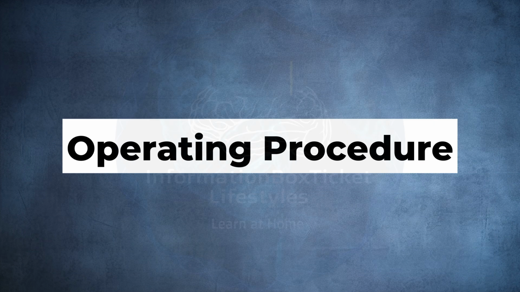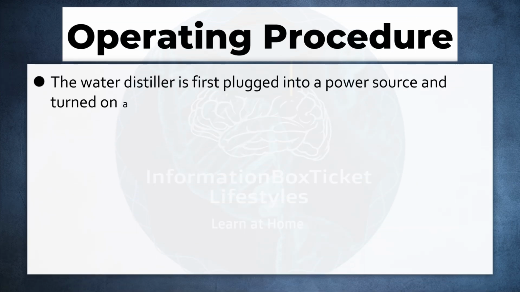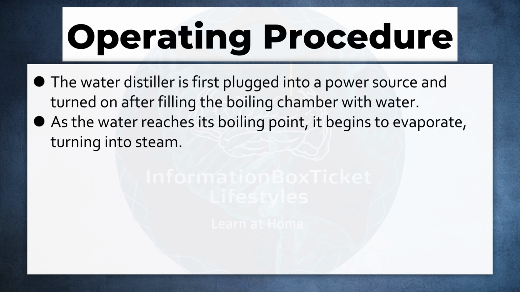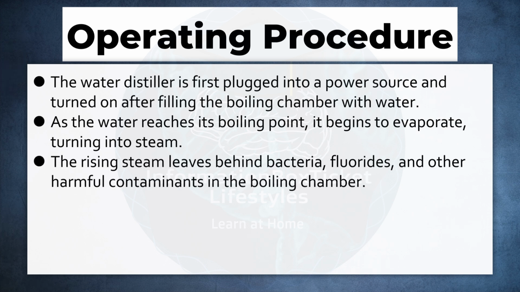Water distiller operating procedure. The water distiller is first plugged into a power source and turned on after filling the boiling chamber with water. As the water reaches its boiling point, it begins to evaporate, turning into steam. The rising steam leaves behind bacteria, fluorides, and other harmful contaminants in the boiling chamber.